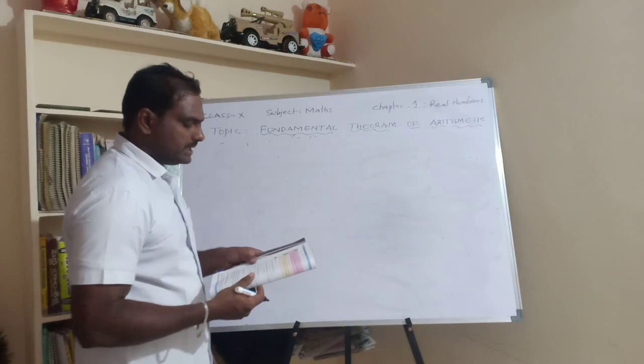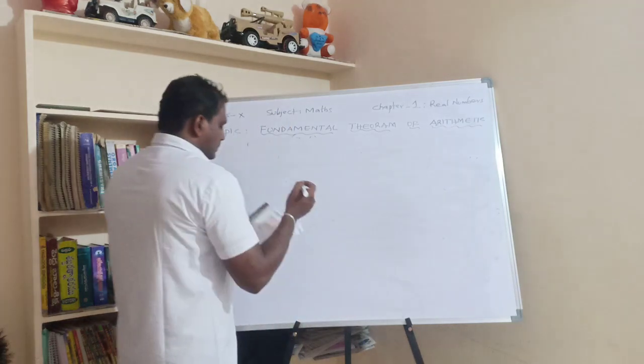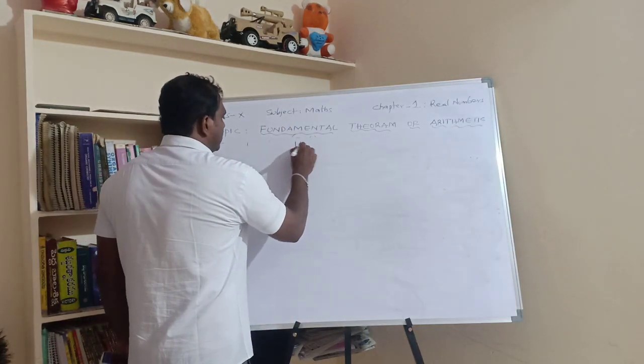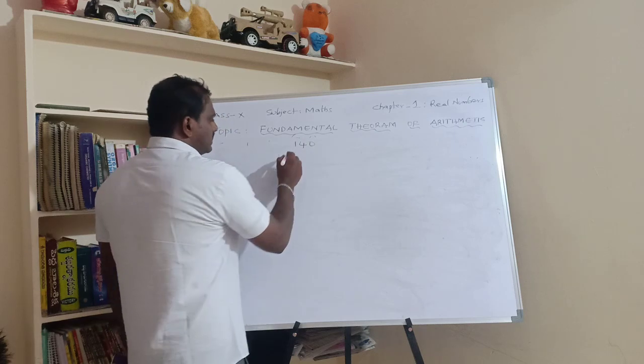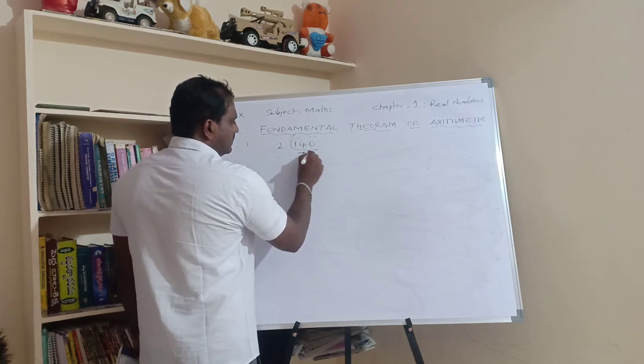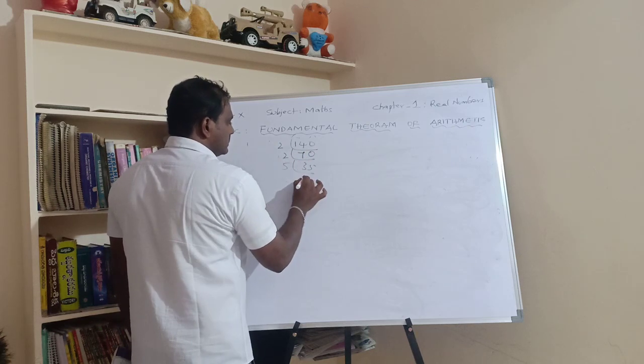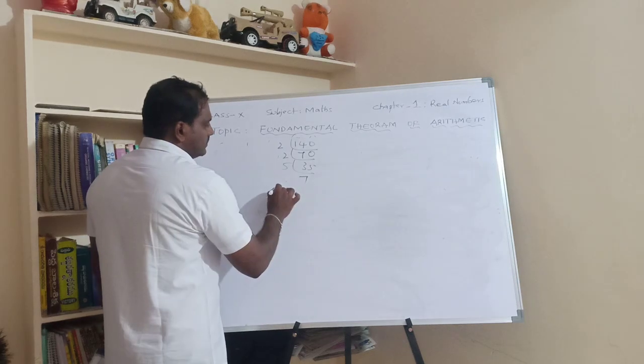Look at this. Express each of the following as product of prime factors. So what is that first? 140. So how to express product of primes? 2 table, 2 7s are 14, 0. 2 table, 35. 5 table, 5 7s are 35. So what is the answer?